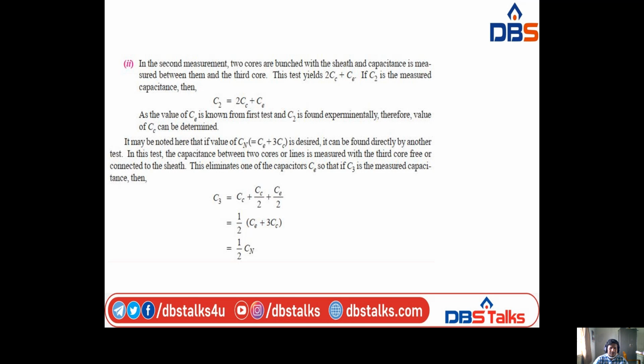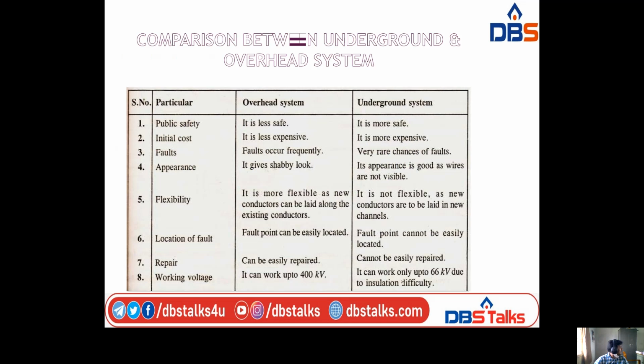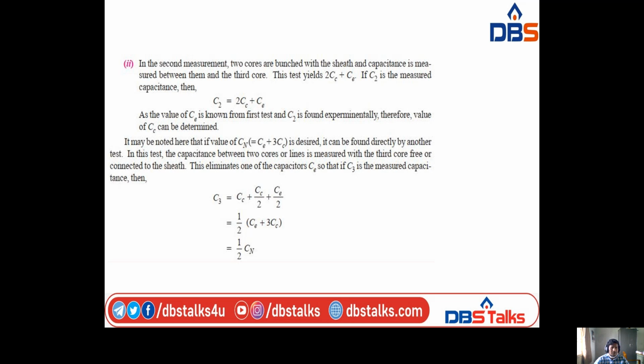Therefore, C3 is equal to Ce plus Cc by 2, that is equal to 1 by 2 (Ce plus 3 Cc). We know that Ce plus 3 Cc is nothing but Cn. So, C3 is equal to 1 by 2 Cn. Right? Like that, we have to determine the capacitance values of a 3 core cable.